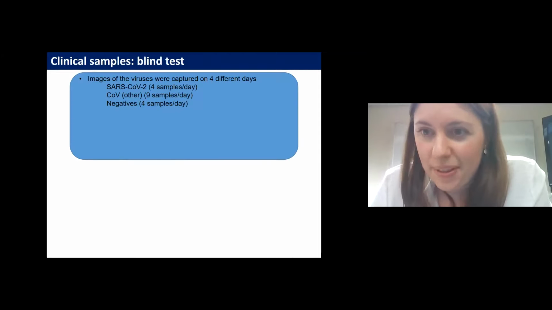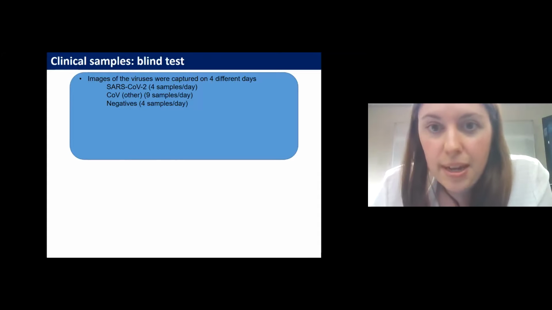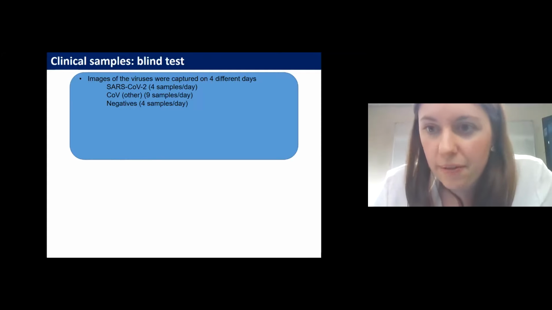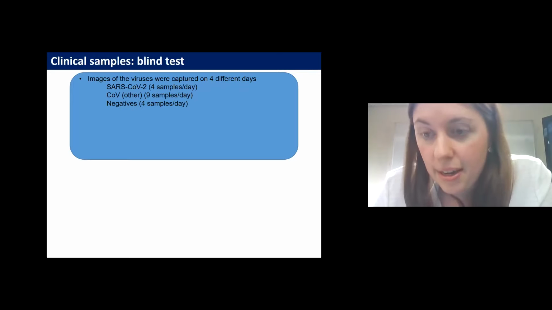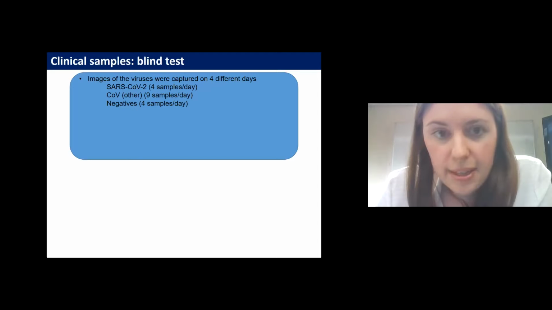So finally, this is something that we've literally been working on in the last couple of days, so it's quite preliminary. Having trained and validated our set on our initial clinical samples, we then wanted to carry out a blind test to see how well our network did with data it had never seen before. And so we captured images of the viruses on 4 different days. So we have samples from patients that were ill with SARS-CoV-2, with other coronaviruses, as well as negative samples that had no virus in them.